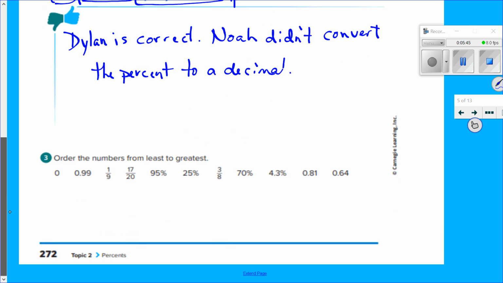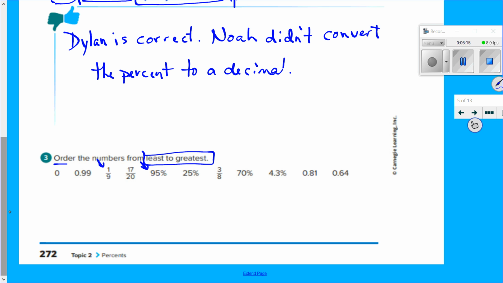Number 3, we're going to order the numbers from least to greatest. But they've given us 3 different formats. They've given us decimals, they've given us fractions, they've given us percents. From our example we just worked, your key is I need to have the same format. So I will be honest, the easiest way, turn your fractions and percents into decimals. Once they're all decimals, you should be able to order them. Make sure you order them in the correct order.